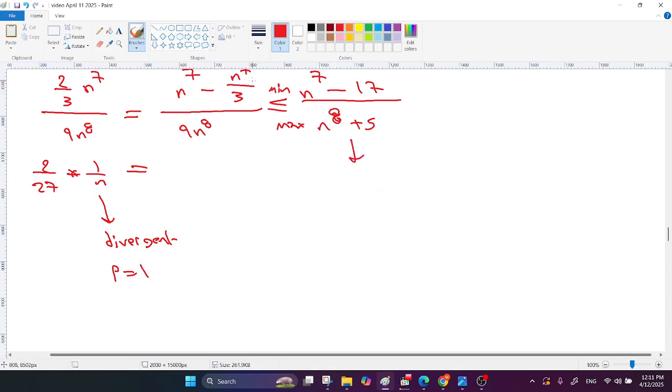Now let's see why this inequality is correct. We need to prove that n to 7 minus n to 7 over 3 is less than or equal to n to 7 minus 17. Why is this correct here? Get rid of this here, n to 7.